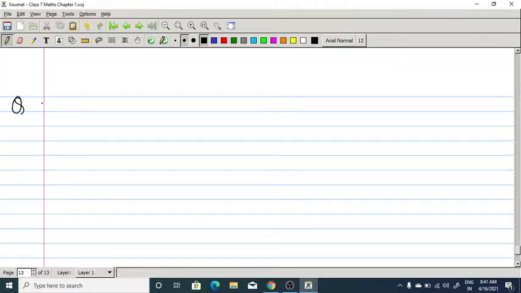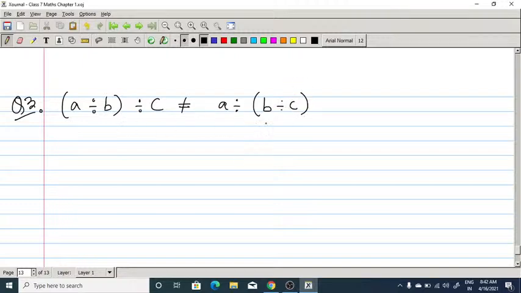Question number 3. What we have to verify? That A divided by B divided by C is not equal to A divided by B divided by C. Had it been multiplication, then this would have been equal. This is known as the associative law.